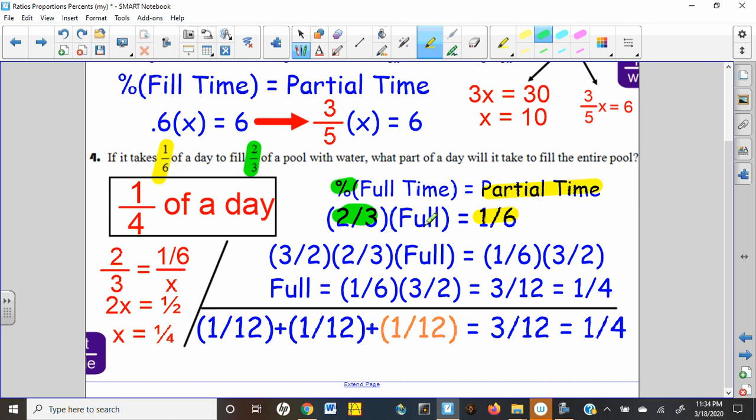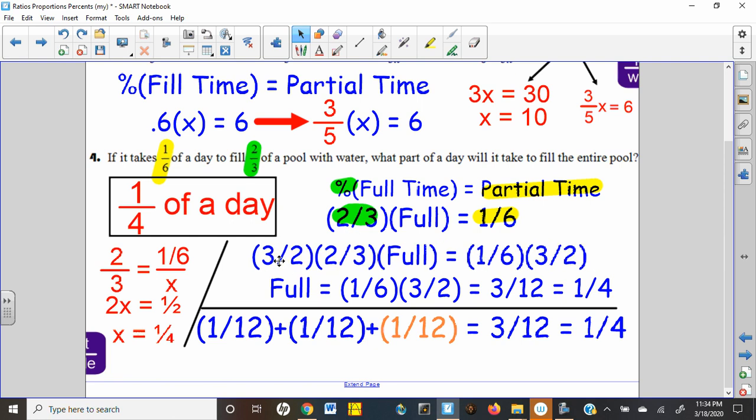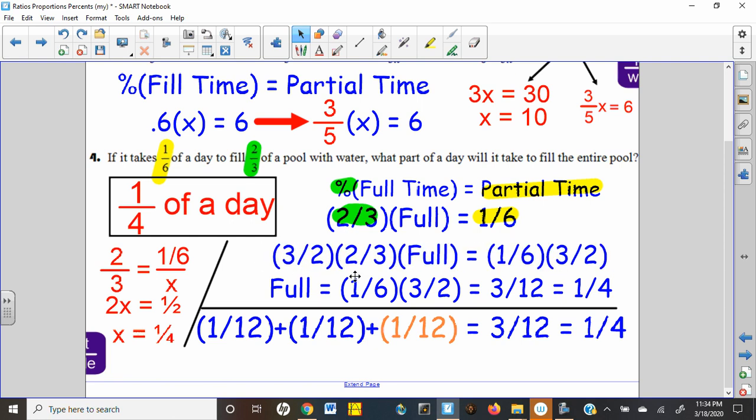So we don't know how long it's going to take to do the whole pool. But if I multiply by the reciprocal of 2/3, which is 3/2, which we do right in this line, we get 3/12 or 1/4. So a quarter of a day, which would be about 6 hours to fill the entire pool. A couple other ways of looking at it.